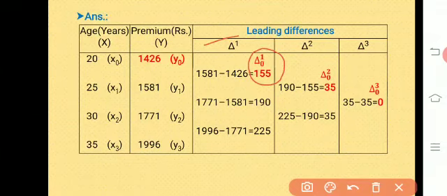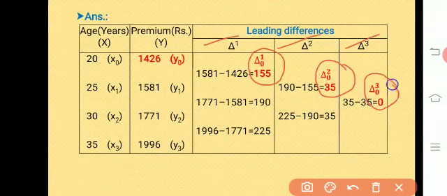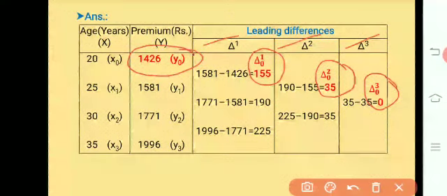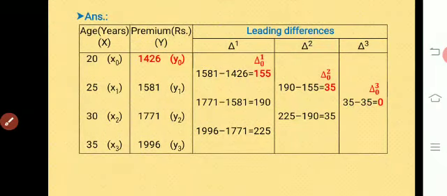Under the second leading difference, delta square, the first value is 35 and it is denoted by delta 0 square. Under delta raised to 3, the first value is 0, so it is denoted by delta 0 raised to 3. And the first y0 value is 1426, denoted by y0. We are using all these values for further calculation.